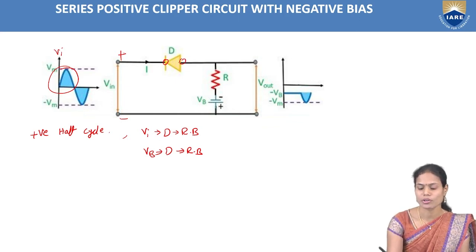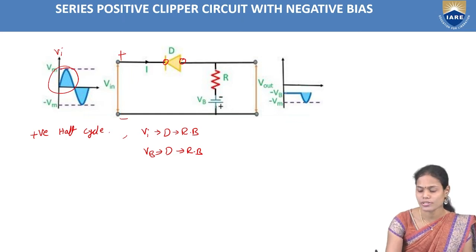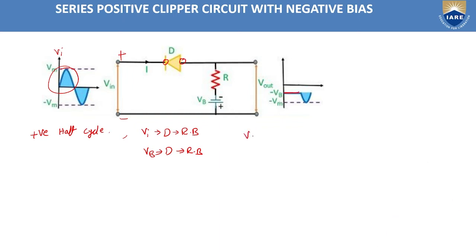Once the diode is in non-conducting state, it will clip the total positive portion of the signal. Why? Because there is no chance of passing the signal from here to here. So it will clip off the total positive portion. But here we are having the battery potential. So how much battery potential is there? That much we will get across the output here. So V naught equal to minus VB. V naught equal to minus VB here.